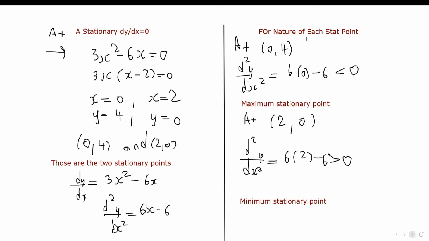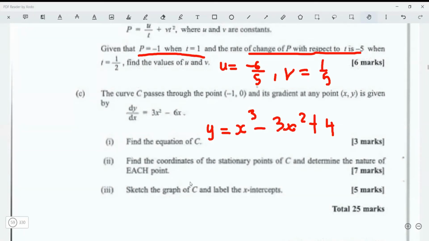Now the final thing it wants us to do is to give them a sketch. So draw a sketch and label the x-intercepts. Whoa, it wants x-intercepts too? That's crazy. All right, because we didn't find the roots, but no worries. So remember the curve we're sketching is y is equal to x cubed minus 3x squared plus 4. This is what we're sketching.